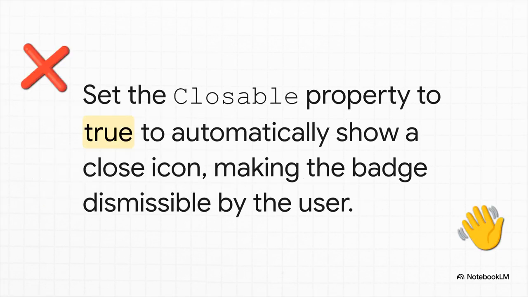And speaking of closing, setting the closable property to true automatically adds that little X icon you see here. This makes the badge dismissible, and it fires that close click event when it's tapped, letting you easily remove it from the UI.